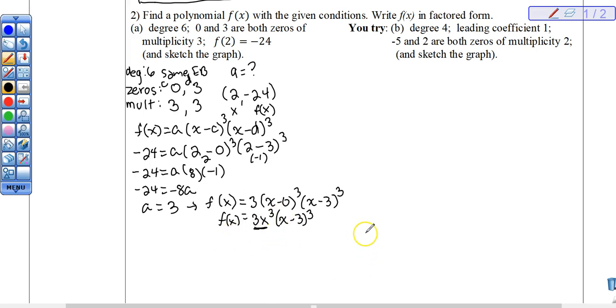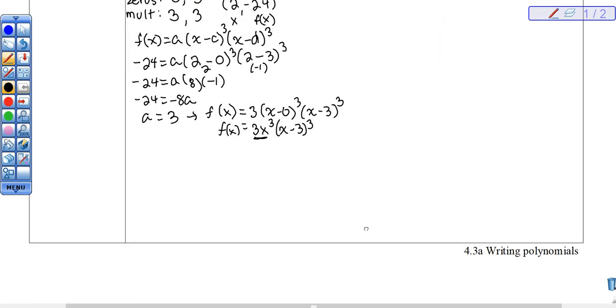Okay, so now we have to sketch the graph. So probably a sign diagram would be very helpful in this situation. So let's take our factored form here, 3x cubed and x minus 3 cubed, and create our sign diagram. We have 2 zeros, one at 0 and one at 3. So we'll plot those 2 zeros on our sign diagram.